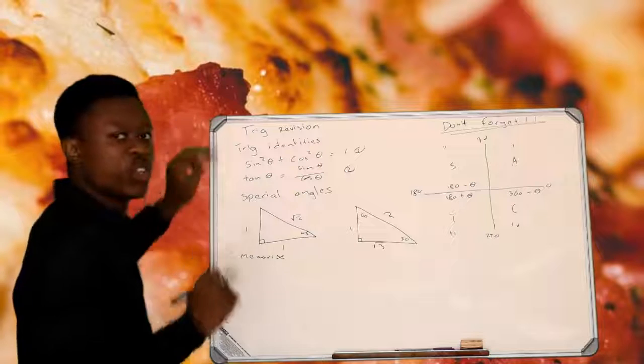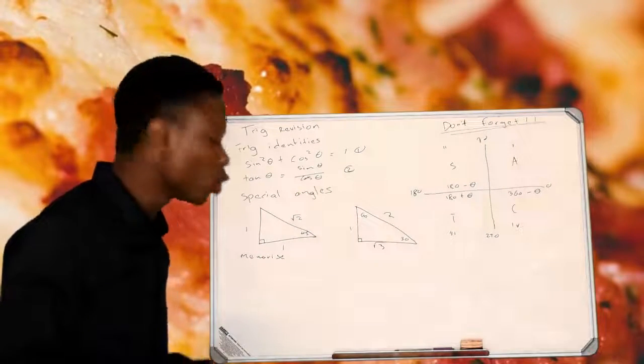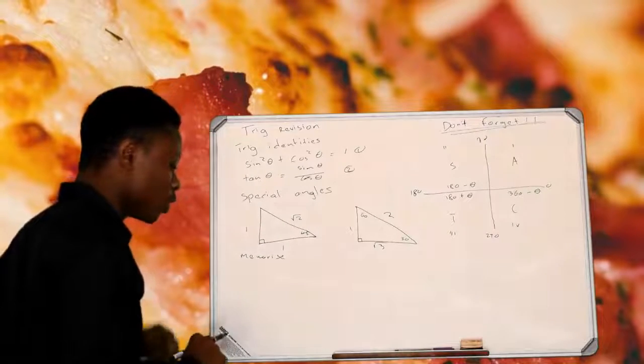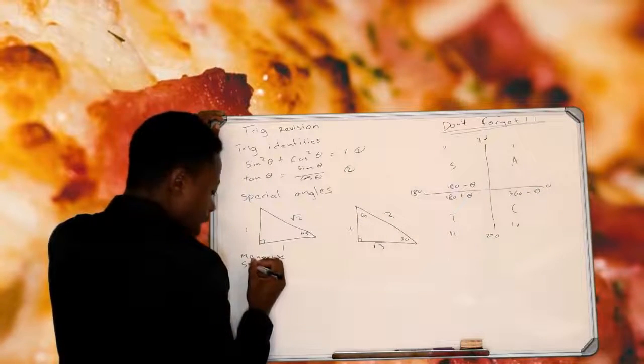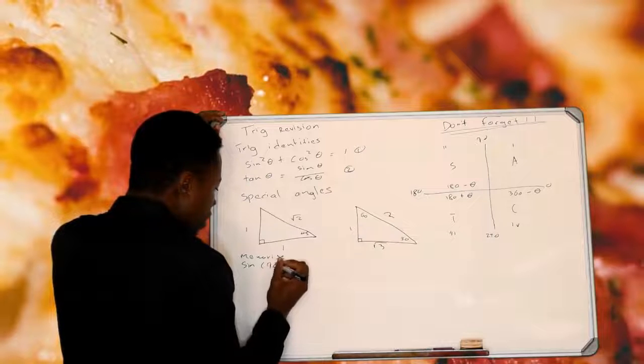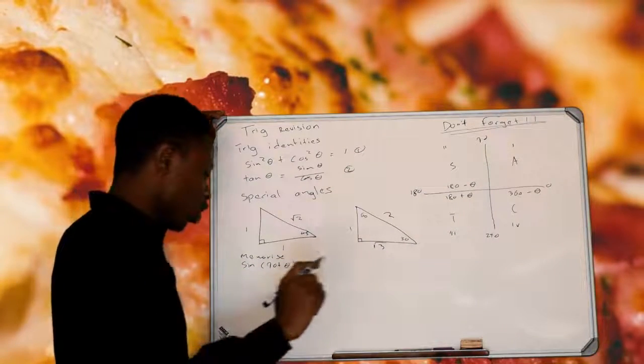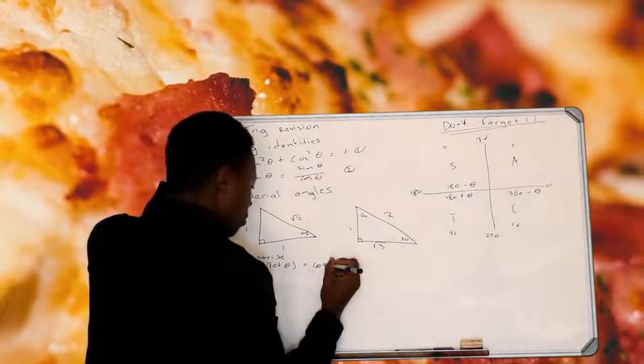You don't really need to know all of these that I'm about to write down. You only need to know one of them, and the other ones you will know. But let me write all of them first so that we have them down. So we have sine 90 plus theta. What does that become? It becomes cos theta.